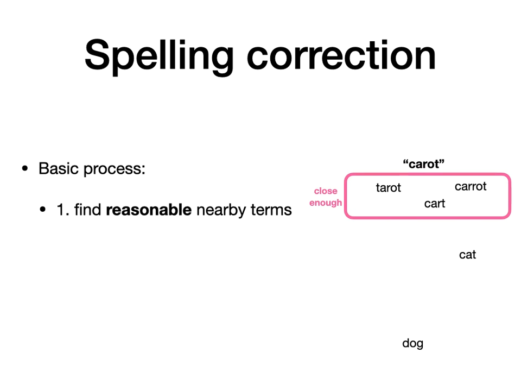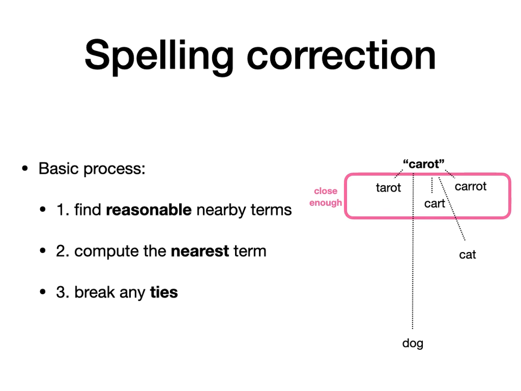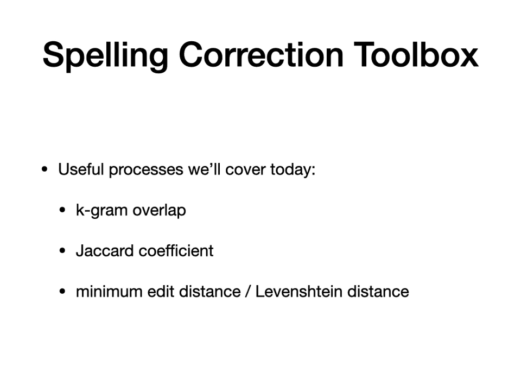Then we would compute the nearest term among those. And these are all actually fairly close according to the way we'll define it. And so ultimately we would then also have to break ties. These are the steps. I'll tell you now, there's very few steps in break ties. There's lots of steps in finding reasonable nearby terms. So here are the processes that we will learn today.